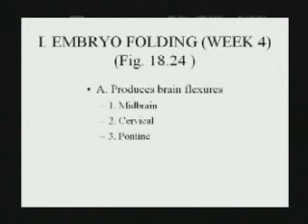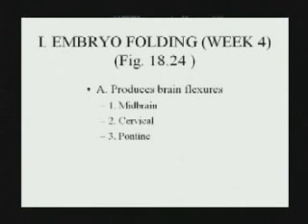This is Lecture 34 on the development of the brain. During week 4, while the embryo is folding, this causes the brain to bend ventrally together with the head fold and ends up producing these brain flexures. There are 3 main brain flexures: the midbrain, the cervical, and the pontine flexures. The cervical flexure forms the delineation between the hindbrain, the most caudal part of the brain, and the spinal cord.